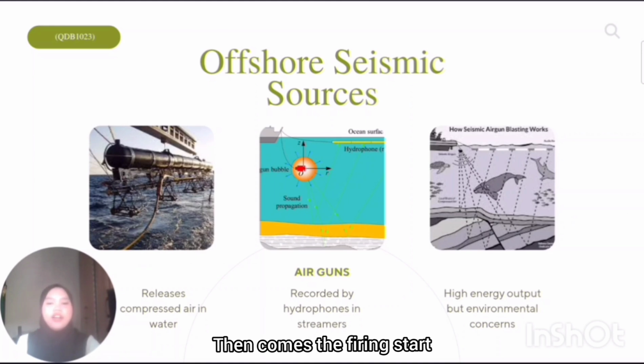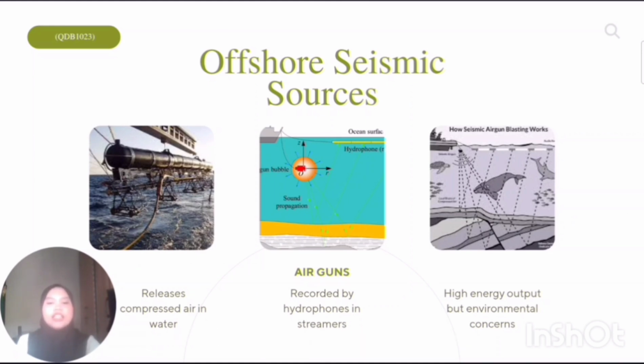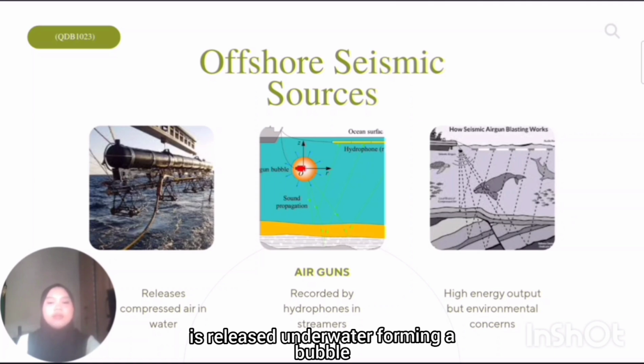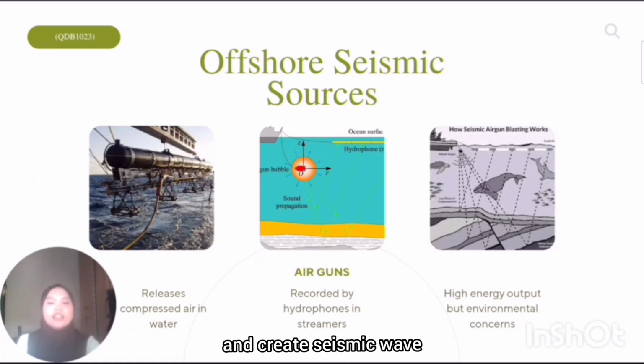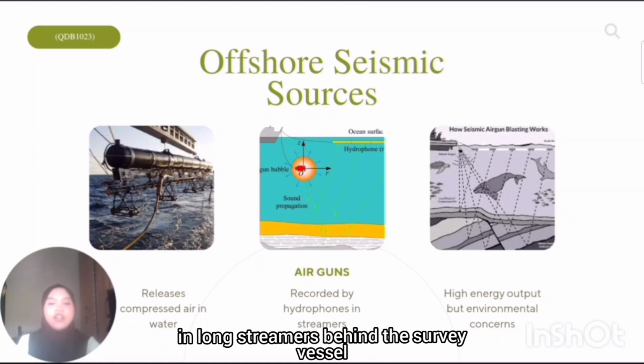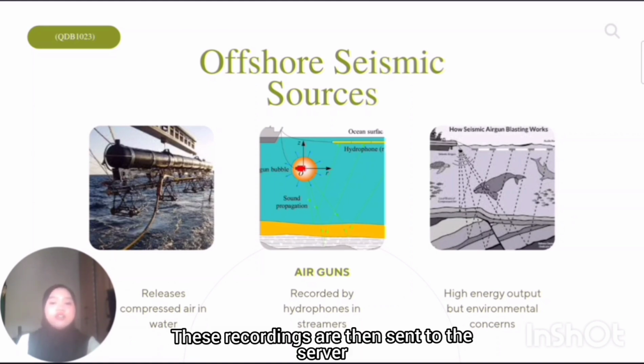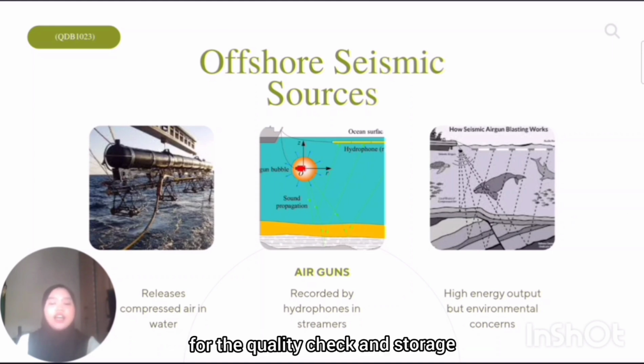Then comes the firing step, where high pressure air, up to 2000 psi, is released underwater, forming a bubble that collapses violently and creates a seismic wave. Next is synchronization, where the air guns fire every few seconds and their location and timing are tracked using GPS. Finally, hydrophones, which are sensors placed in long streamers behind the survey vessel, record the reflected waves. These recordings are then sent to the server for quality check and storage.